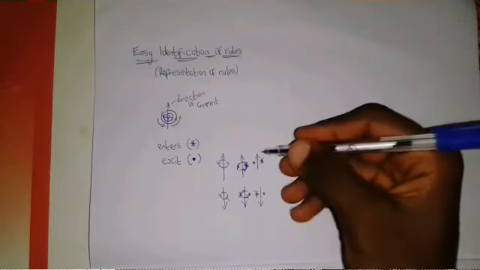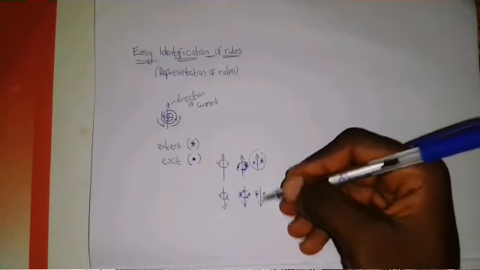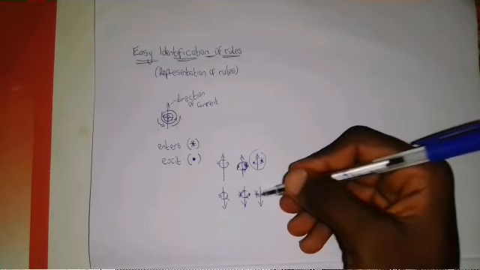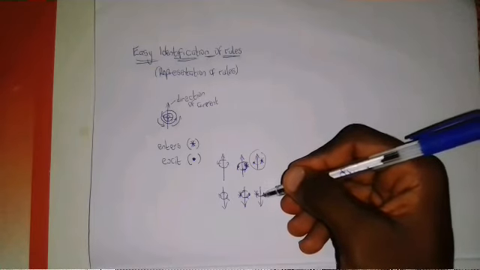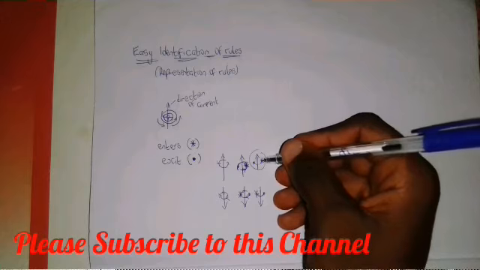So this is when current is moving up. This is how the magnetic field will be moving. When current is moving down, this is how it will be moving. That is from like this into the side, and from like this into the side.